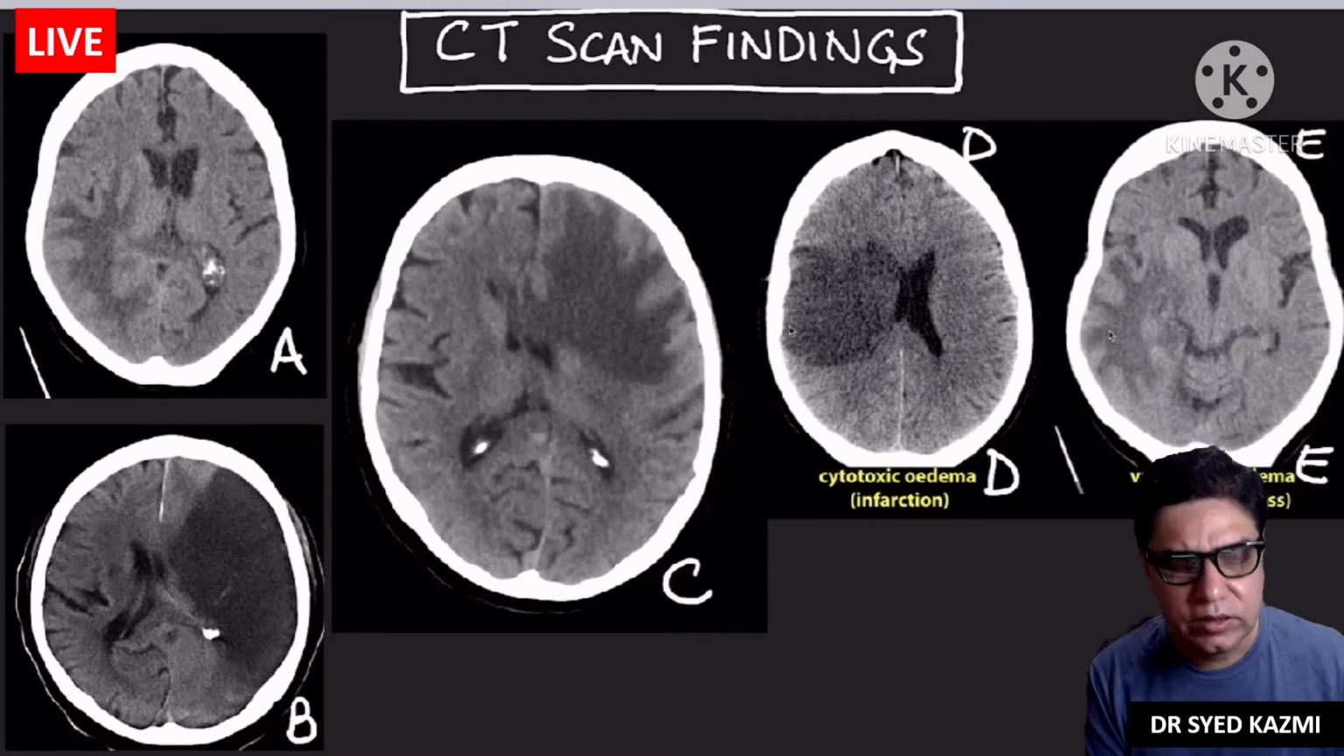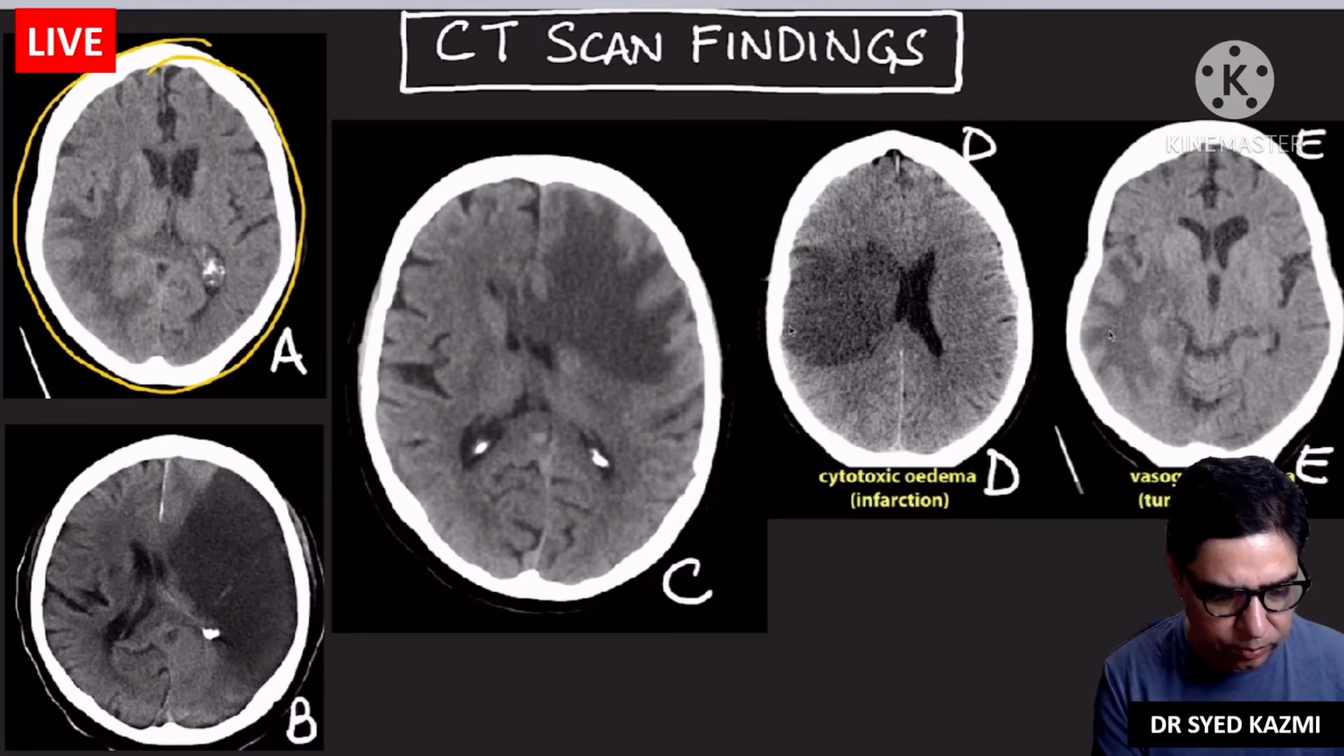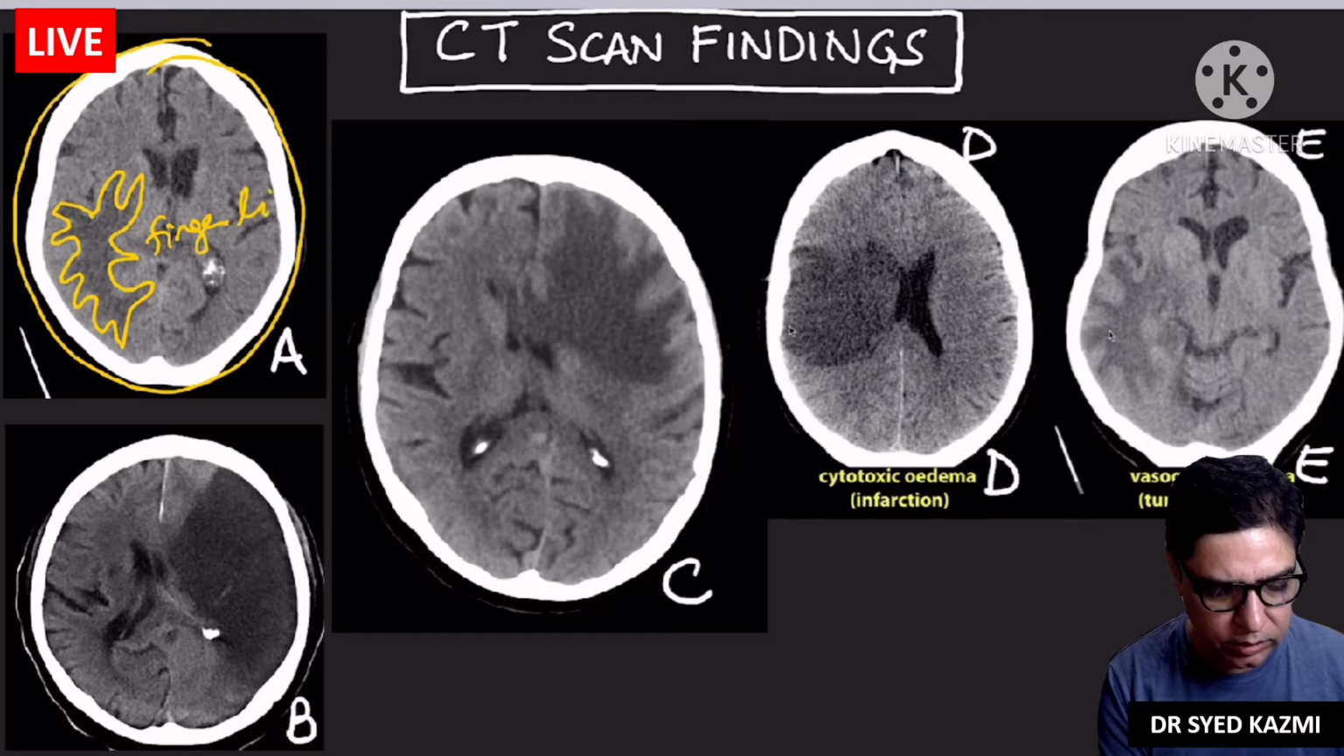So we'll start with figure A. Now here in figure A, this is a CT scan. If you compare both sides, you can see that there are hypodensities in the white matter, and they have finger-like projections. See, these are finger-like projections, which are not reaching the periphery. The periphery is mostly the gray matter. So it's not reaching the gray matter, and it's got finger-like projections.